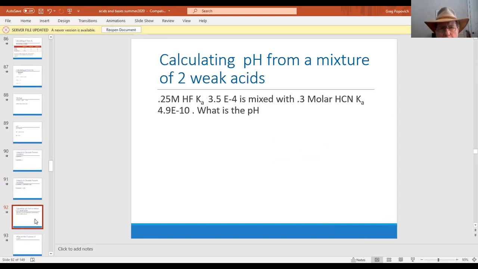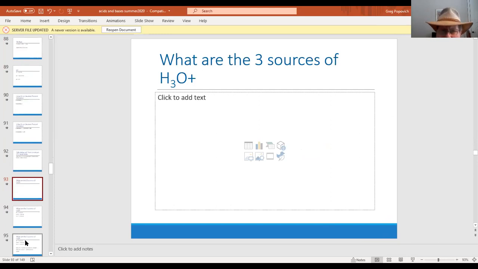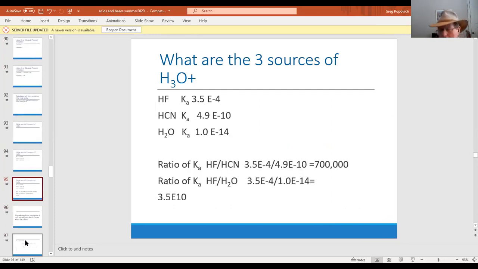I have two acids that are mixed. The quiz was the second proton. I have two acids that are mixed. But I have three sources of H3O. The H3O can come from the HCN, it can come from the H2O, or it can come from the HF. The ratio of the Kas between these two and these two is astronomical.